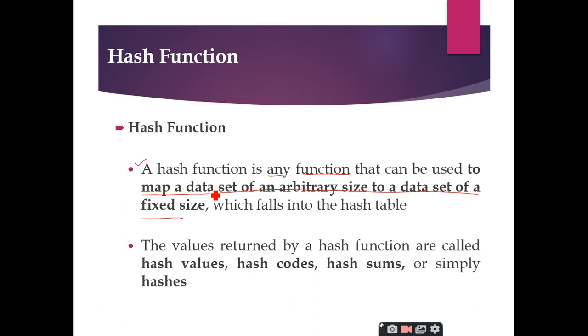Can anybody tell me what is the meaning of this statement? Sir, data allocated to it is finite. So that means, for example, I have some arbitrary data set of elements. Arbitrary means you can take any number of values. So let us take some 1000 values are there with me. I want to store it inside a fixed size array.